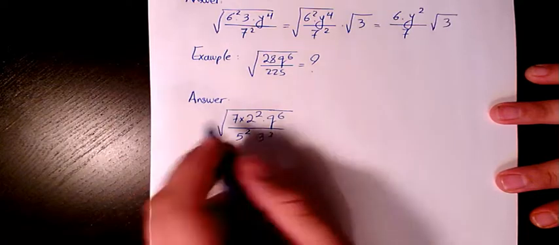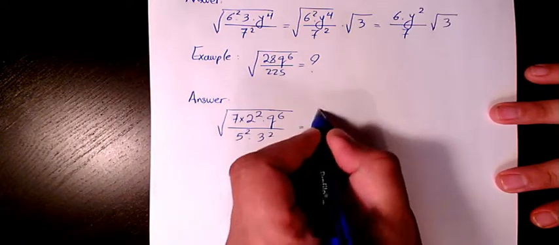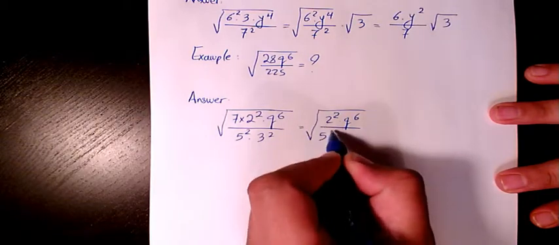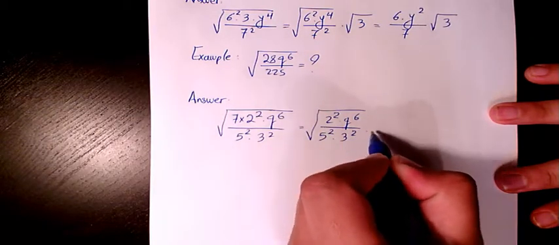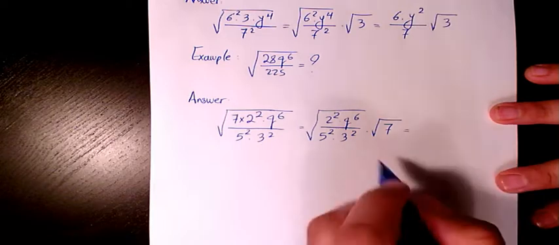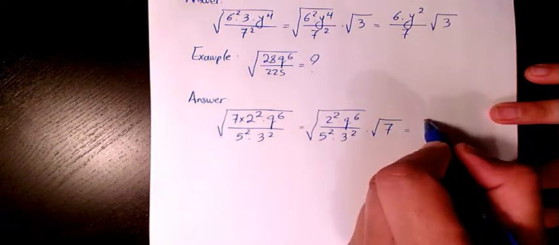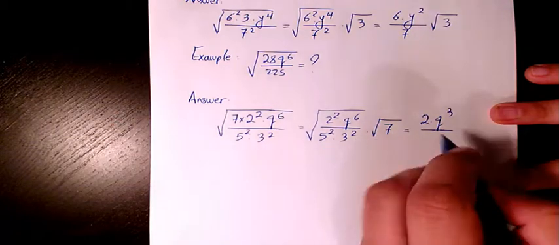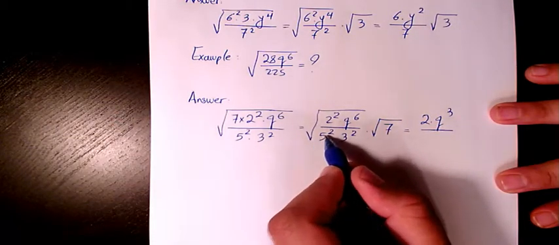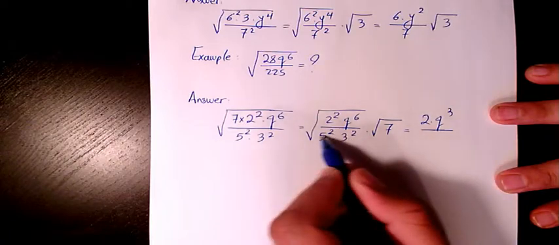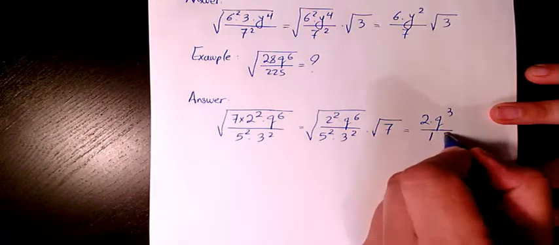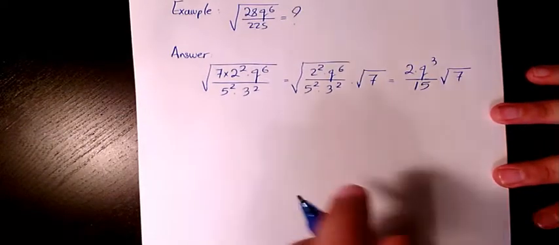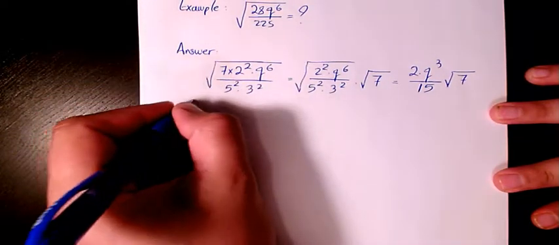So we can write it like that. So then we can have 2 squared, q to the power of 6, over 5 squared, 3 squared, square root of 7. Then it will be 2 q to the power of 3 divided by 5 times 3. Square root of 5 squared is 5, square root of 3 squared is 3. 5 times 3 is going to be 15. Then square root of 7. Next example.